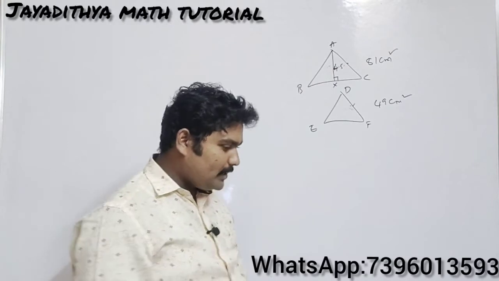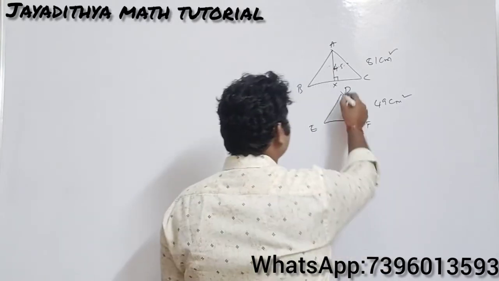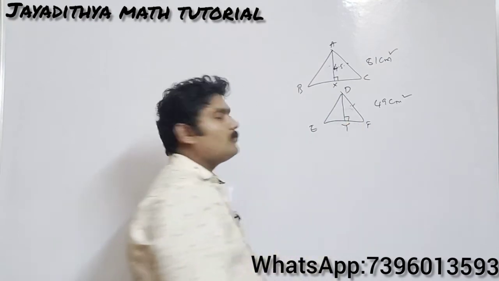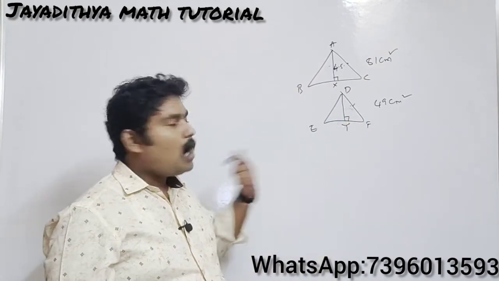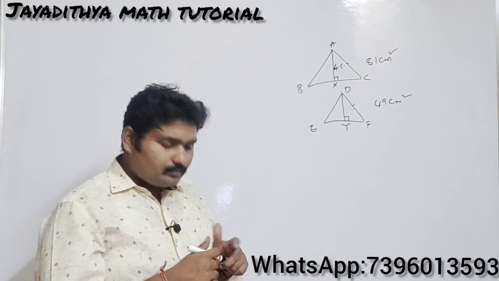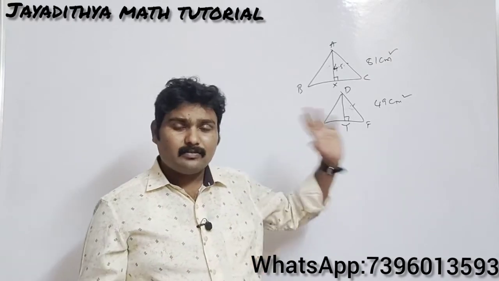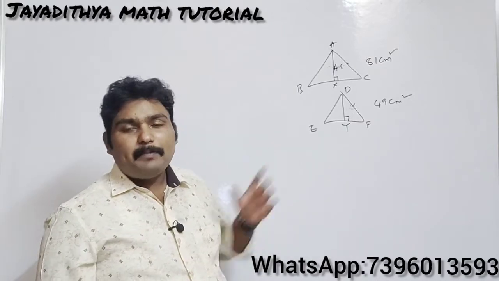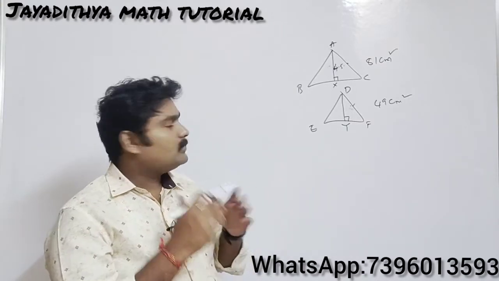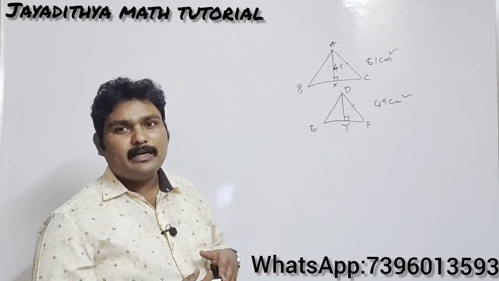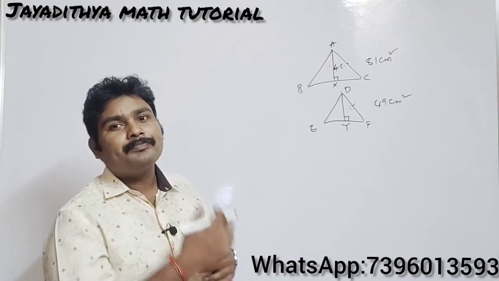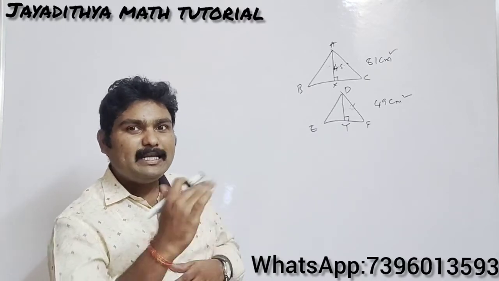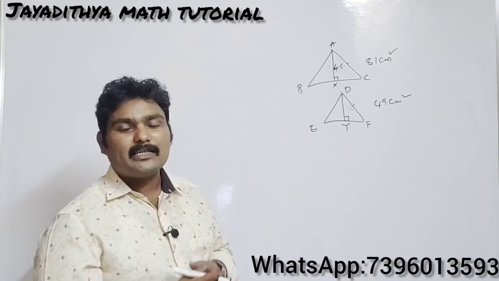And what you need to find here? You need to find the altitude of the smaller triangle. So I am taking the altitude of the smaller triangle as DY. I need to find DY now. So how to find this one? As we have discussed a concept in our previous class where we discussed the perimeter problem. In the perimeter problem we told one thing: the ratio of perimeters of two similar triangles will be equal to the ratio of their corresponding sides, which is again equal to the ratio of their corresponding medians, which is again equal to the ratio of their corresponding altitudes.